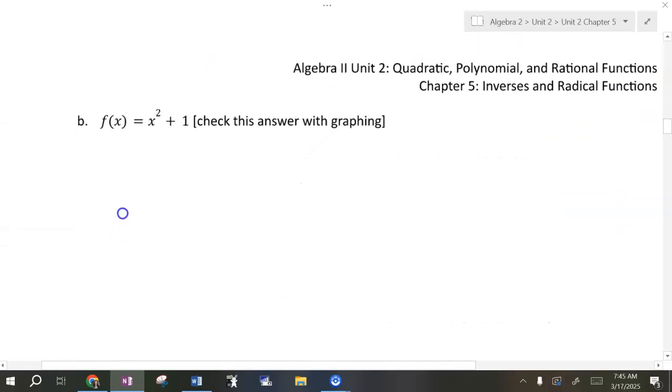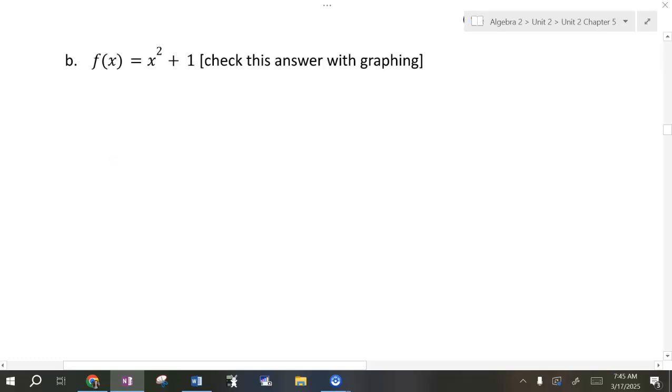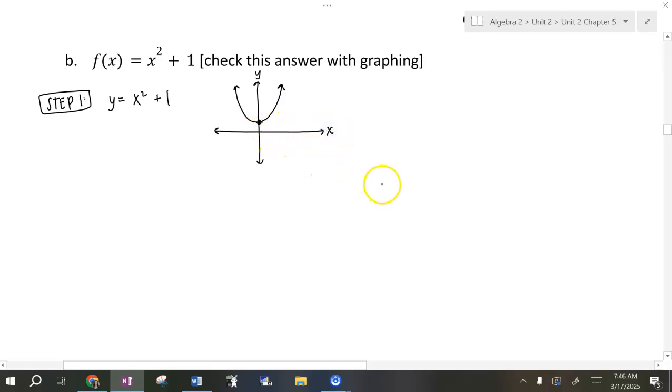Now let's do one more example. F of x equals x squared plus 1, and it says we can check this answer with graphing. So step 1, replace f of x with y. So y equals x squared plus 1, and do my horizontal line test. I know that x squared plus 1 is a parabola shifted up 1 on the y-axis. So here's what my parabola looks like. Since it's a parabola, that's not going to pass the horizontal line test. We learned that a parabola never passes the horizontal line test.